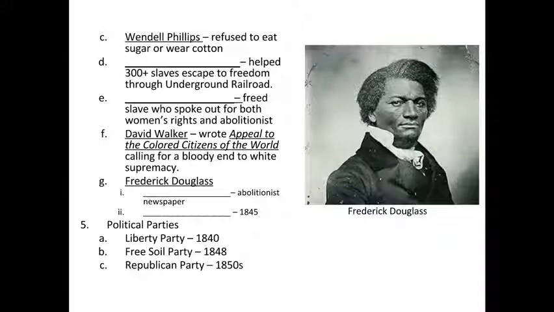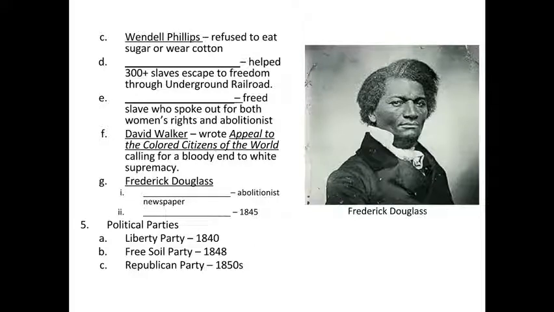Let's go to E. Sojourner Truth was a free slave who spoke out for both women's rights and abolitionists. She attended Seneca Falls, and we talked about her in class. David Walker wrote The Appeal for the Colored Citizens of the World, calling for a bloody end to white supremacy. Frederick Douglass was a former slave and abolitionist. He wrote The North Star, which was an abolitionist newspaper.